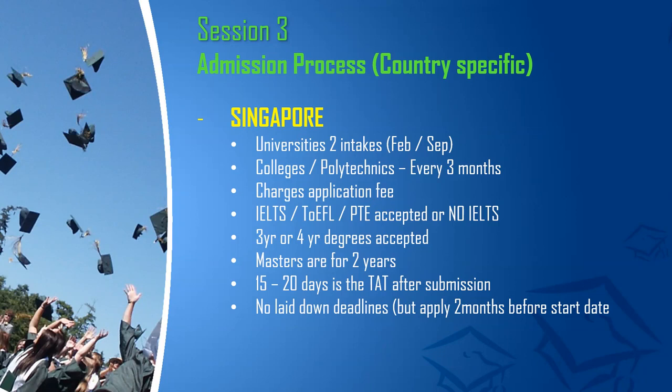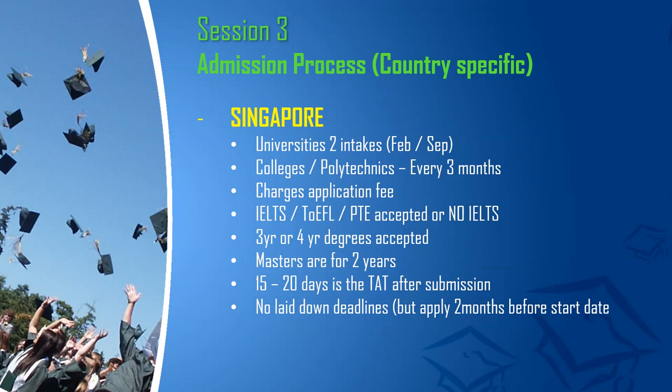Big universities, which I was talking about, require 4-year degrees. They don't accept 3-year degrees. But the other institutions from other countries also accept 3-year and 4-year degrees. Masters are for 2 years because they follow the other countries' curriculums. 15 to 20 days is the turnaround time.